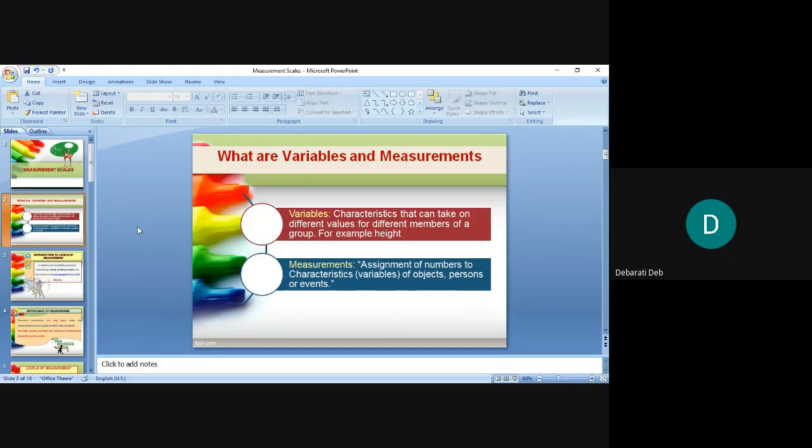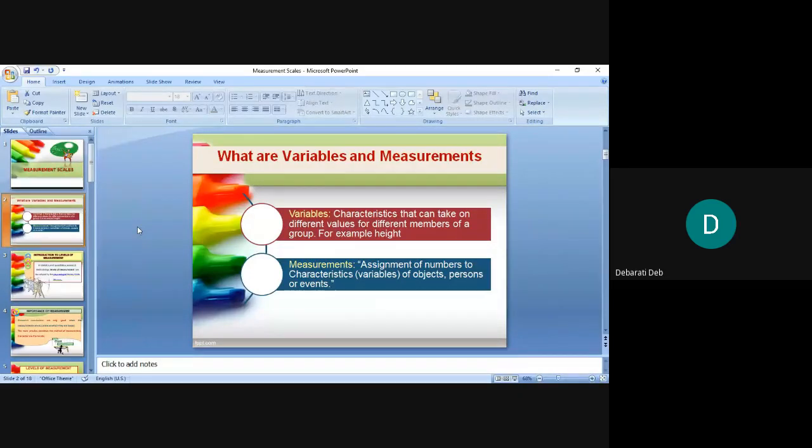Say the variable is height. You want to collect the details about the heights of the different people selected from that location. So you will have a group of data related to height, because say 50 respondents you have selected from a particular area, and from all the 50 people you have started collecting the data regarding their height. So you will have 50 sets of data for the variable height, right? So variables are certain characteristics which can take on different values for different members of a group.